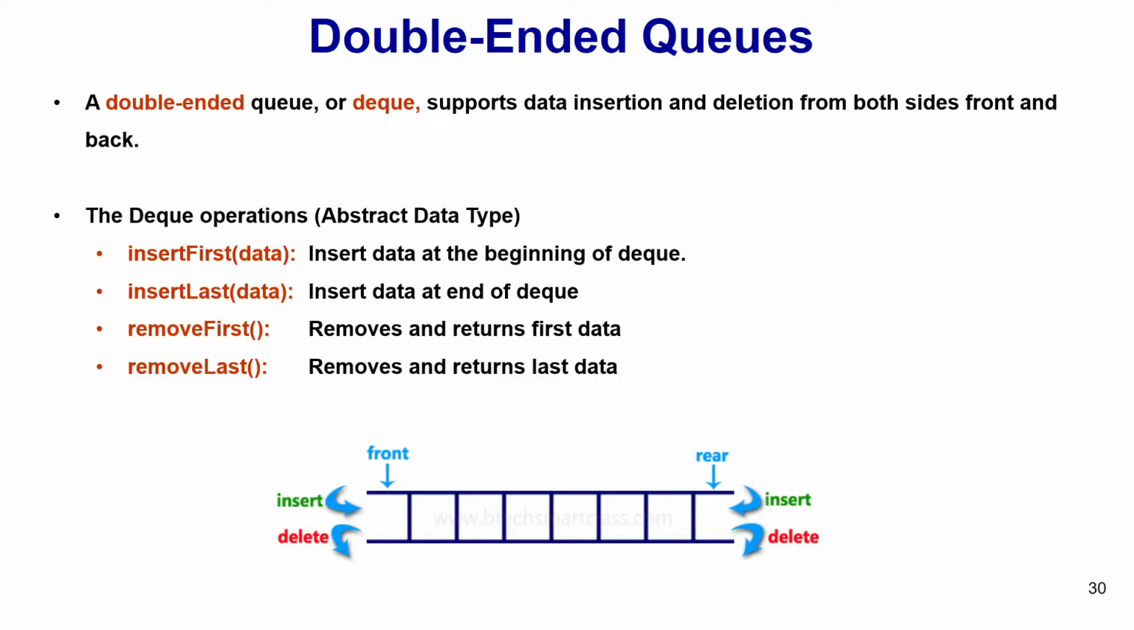Hi, here we will discuss the double-ended queue. The double-ended queue is a variation of the queue, which is called a deque, D-E-Q-U-E, deque. It supports inserting data at both ends.